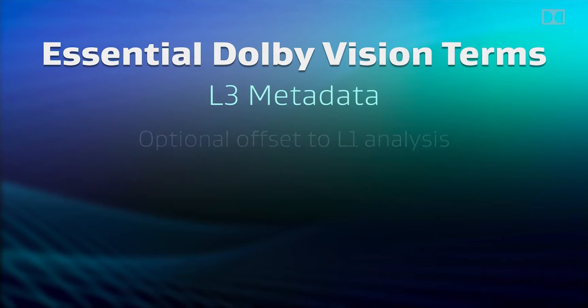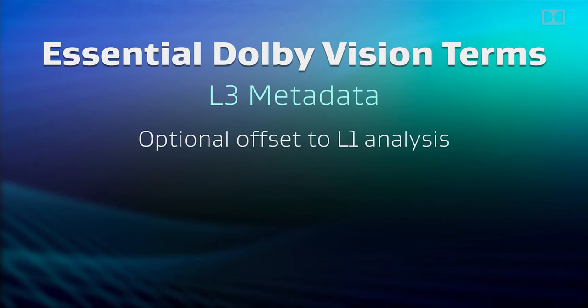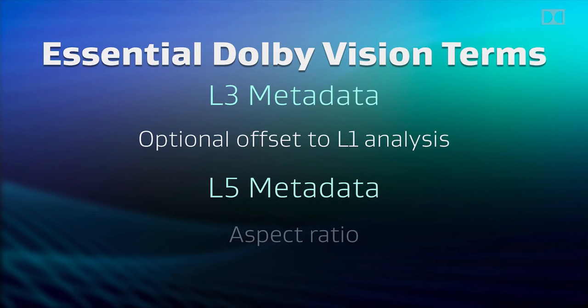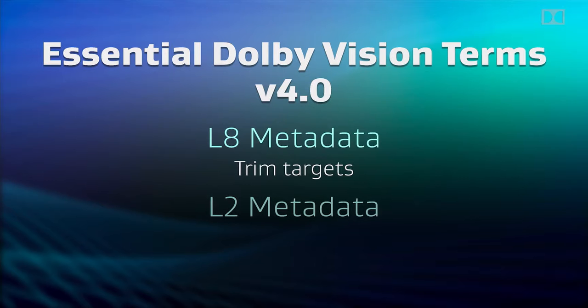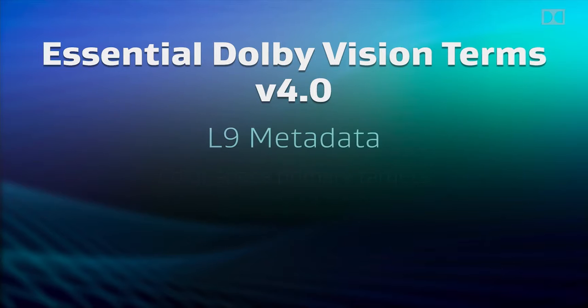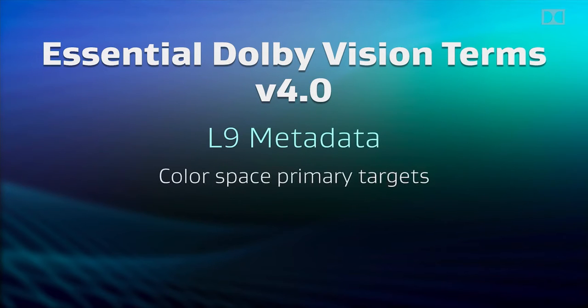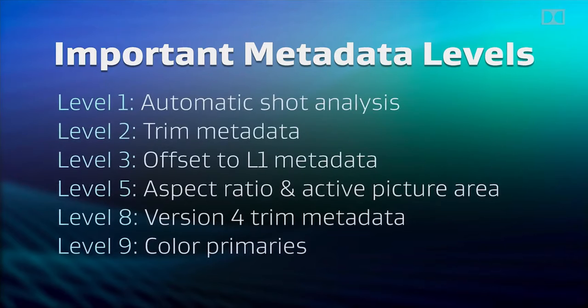L3 is an optional offset to that level 1 automatic analysis. L5 contains information about the image aspect ratios. Now, in Dolby Vision 4.0, the trim metadata is actually stored as L8 metadata, and L2 metadata is generated automatically for backwards compatibility. Finally, L9 contains information about the source content's color primaries. For the purposes of grading in Dolby Vision, we'll mostly be discussing the automatically generated L1 metadata and the colorist created L2 and L8 metadata, which dictates the creative intent of the grade.